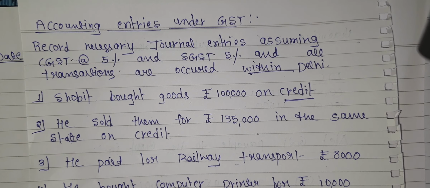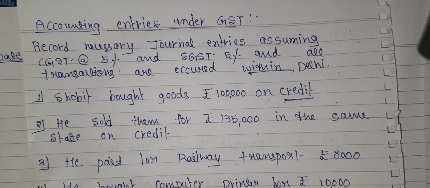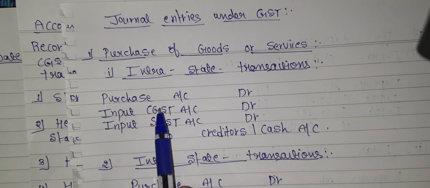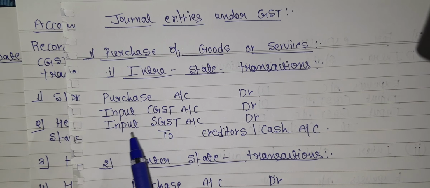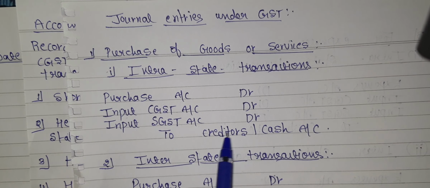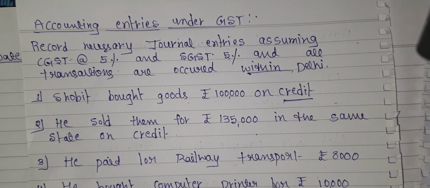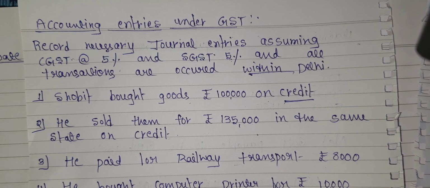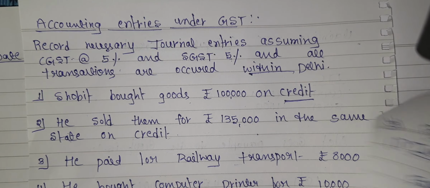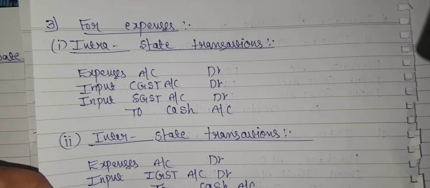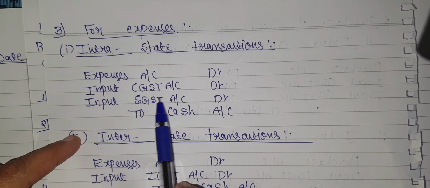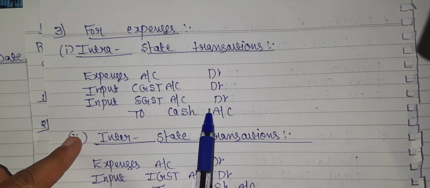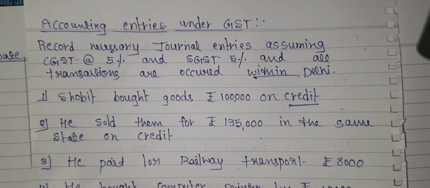Next one, he bought computer printer for rupees 10,000. Means again the entry is related to purchase. See, the journal entry is purchase account, means computer printer account debit, input CGST account debit, input SGST account debit to creditors or cash account. And paid postal charges, that is rupees 2,000. Means this transaction is related to expenses. See, postal charges account debit, input CGST account debit, input SGST account debit to cash or bank account. Okay, this is the problem.